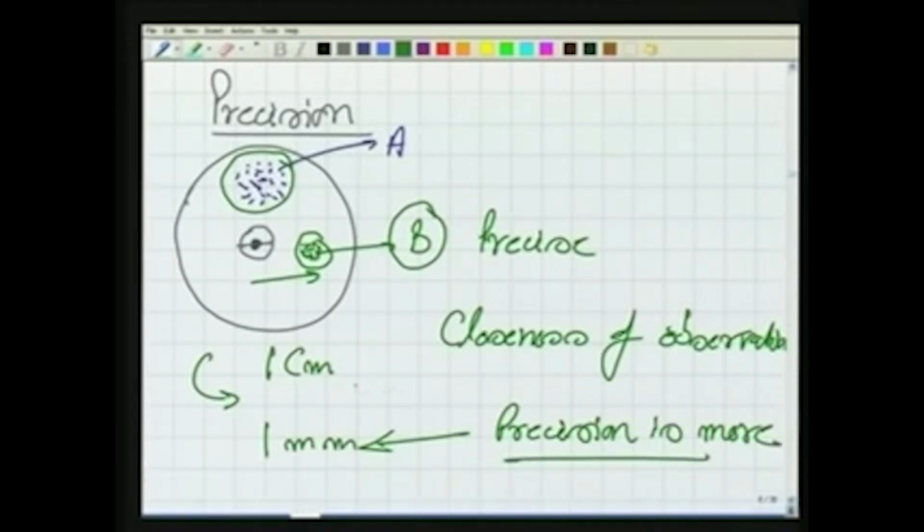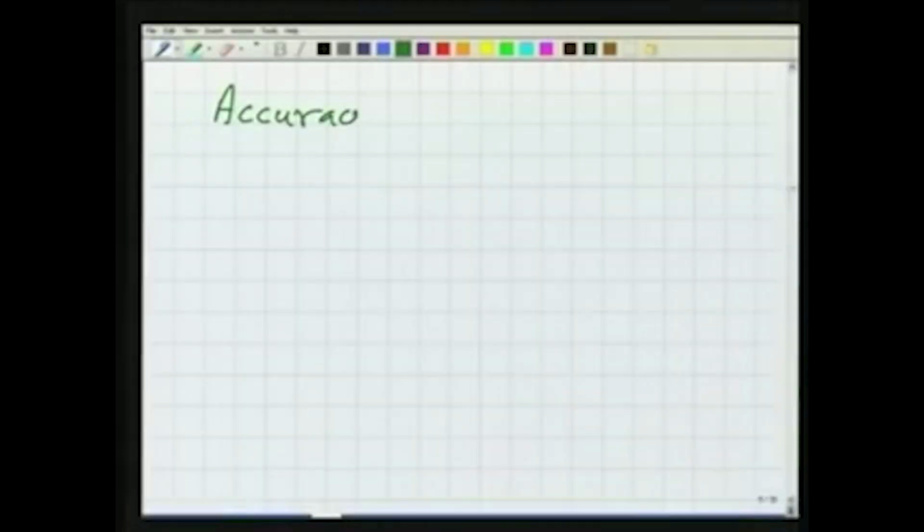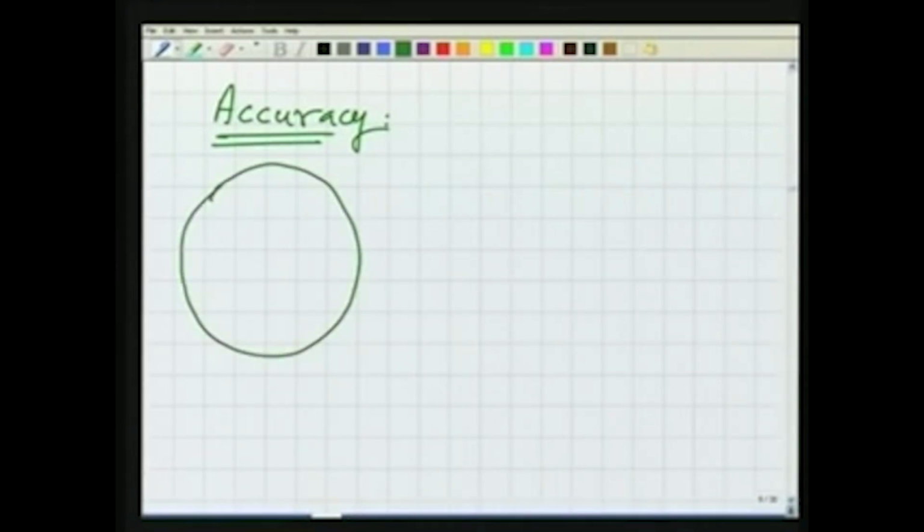Okay, then compared to the other case. Another term which is related with the precision is accuracy. Well, what is accuracy? Let's go back to again our target, the bullseye here. You are trying to fire at the center.